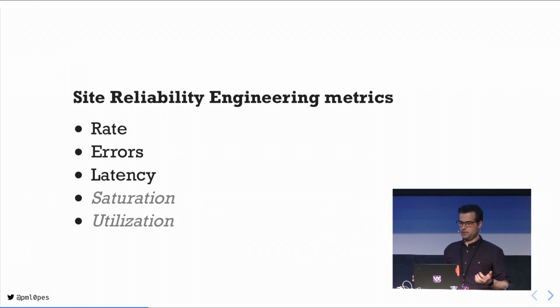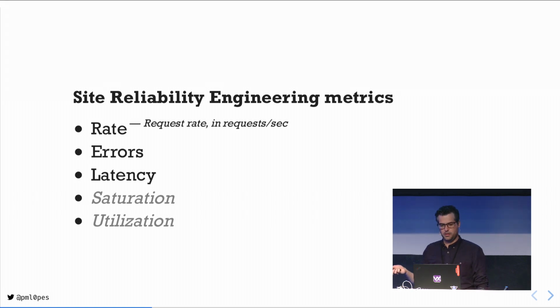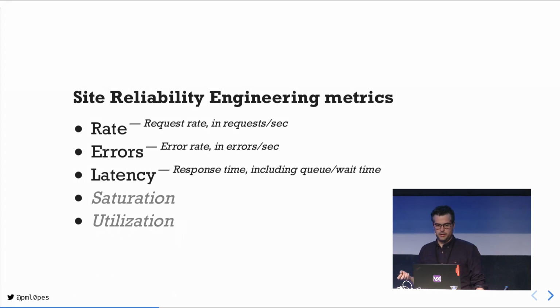So getting these signals is quite challenging and varies a lot with the tools and the services you have at your disposal. But for now, I'm just considering rate as in requests per second, errors as in errors per second, of course, and latency as in response time, including waiting and queuing. So focusing on rate, errors, and latency means that I will focus on the software. I'm not going to be focusing on the hardware or the operating system.